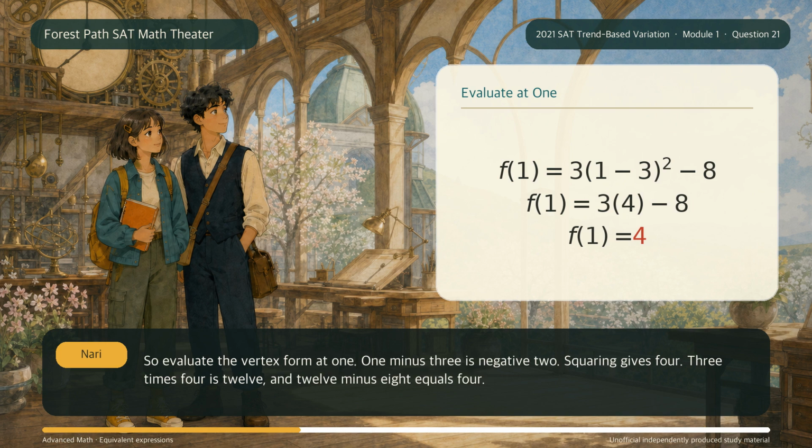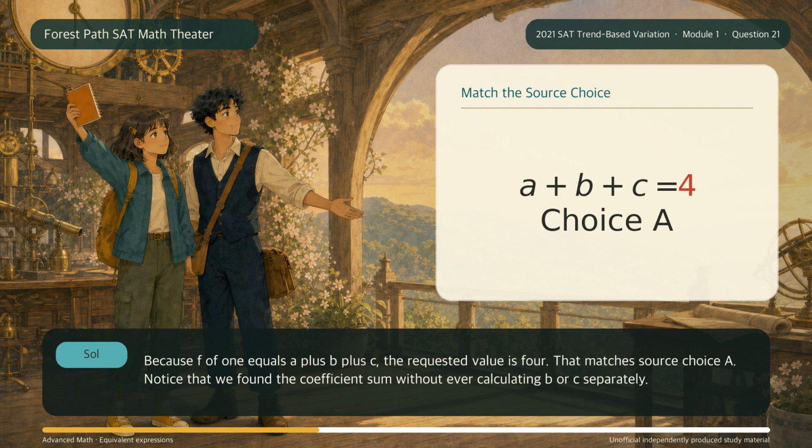So evaluate the vertex form at 1. 1 minus 3 is -2. Squaring gives 4. 3 times 4 is 12, and 12 minus 8 equals 4. Because f(1) = a + b + c, the requested value is 4. That matches source choice A. Notice that we found the coefficient sum without ever calculating b or c separately.